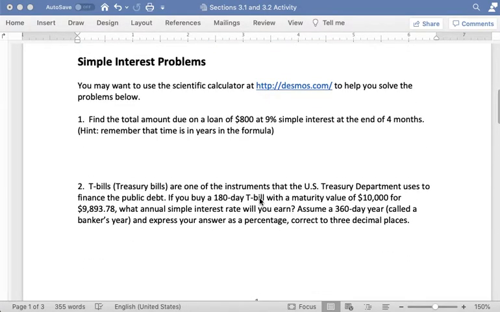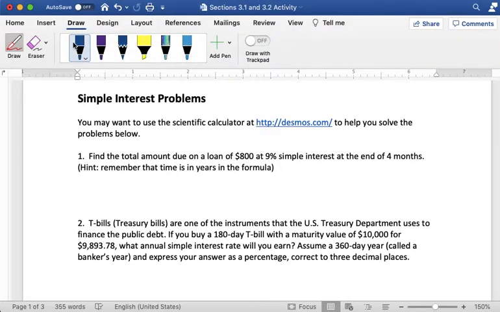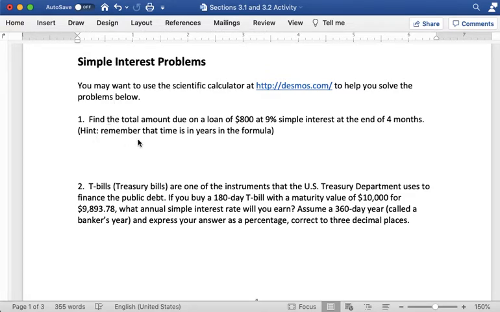The first one says to find the total amount due on a loan of $800 at 9% simple interest at the end of 4 months. And then there's a hint here to remember that time is in years in the formula. So we have some numbers in here that we need to identify what they are. We are looking for the total amount, so that's the amount in the account. We have the principal, P, which is $800. We have the interest rate of 9%, so that would be 0.09 is what we would plug into the formula. And we have T is the time, which is 4 months.